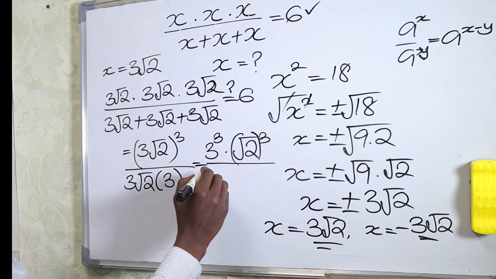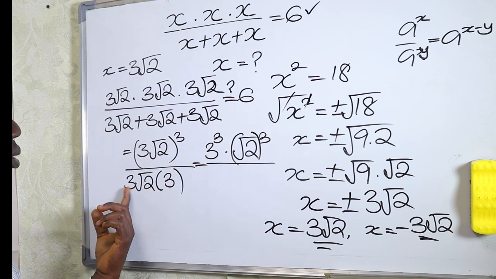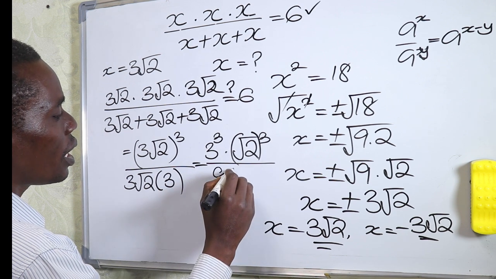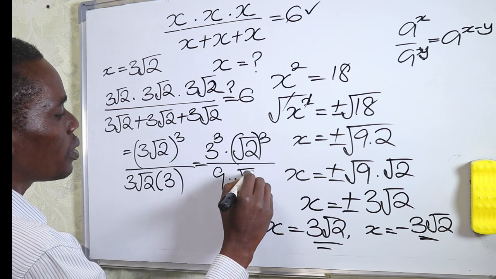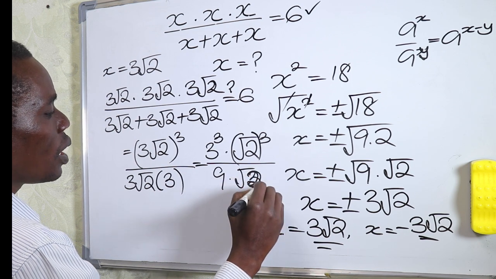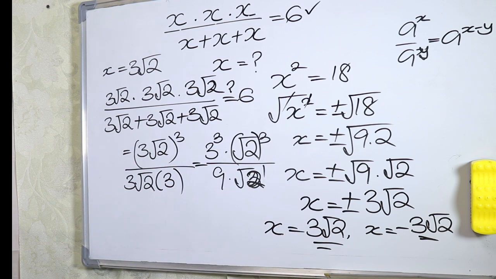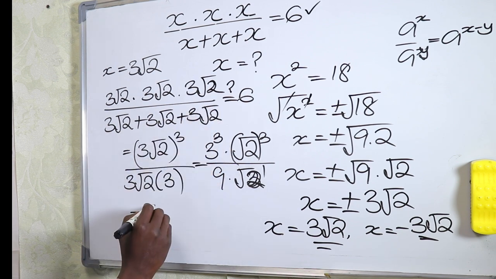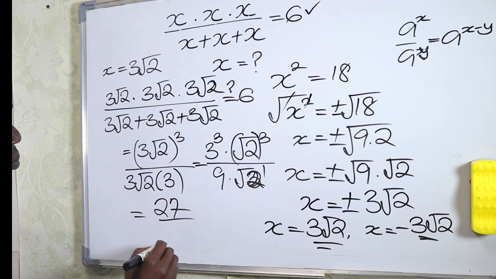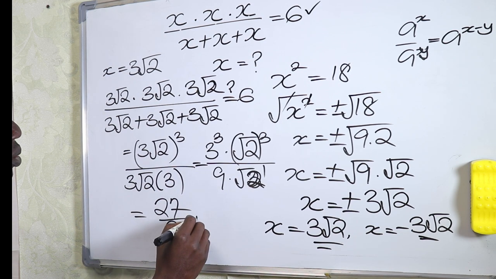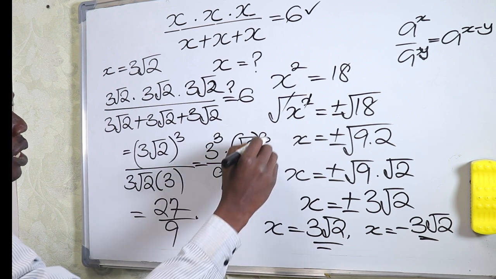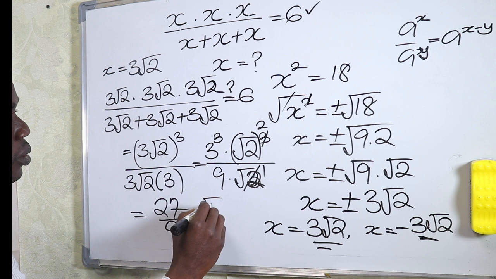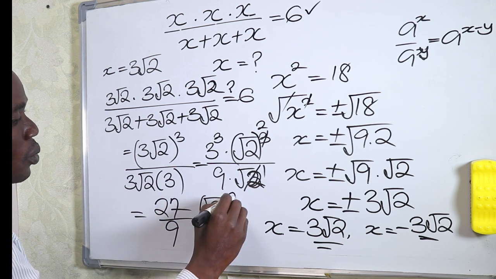And this can be multiplied by 3 times 3, will give us what? 9. So we are going to have that to be 9 multiplied by root 2. And this is root 2 to the power of 1. Now if we compare, 3 to the power of 3 is going to give us 27 divided by 9, right? And this is going to be multiplying. This will cancel out these to remain 2, and then we're going to have root 2 to the power of 2.